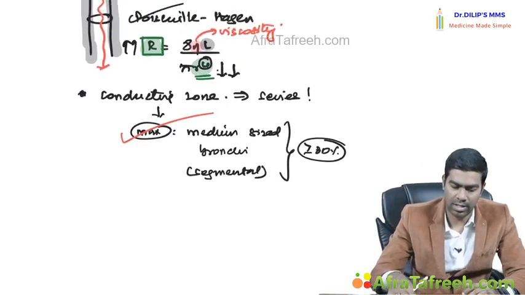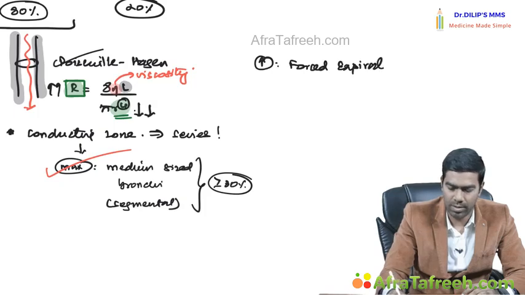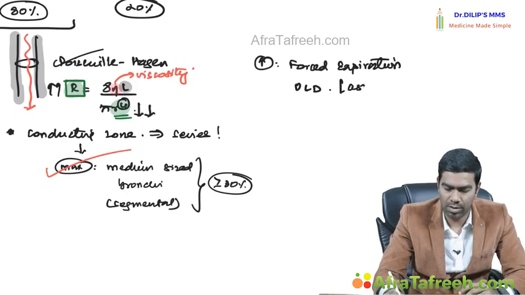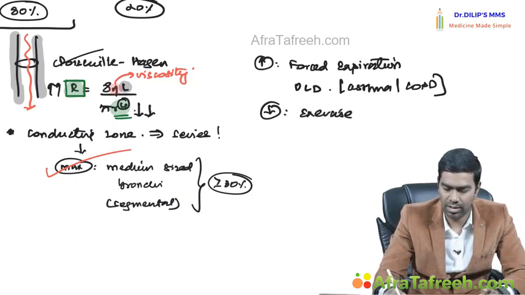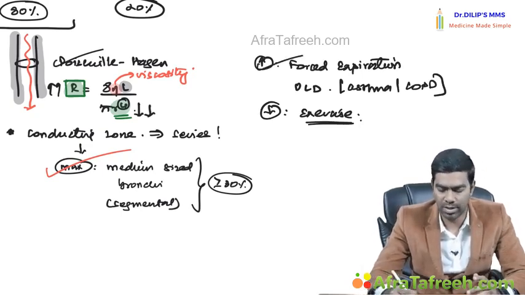So what are the conditions that increase the resistance and what are the conditions that decrease the resistance? Airway resistance is increased by forced expiration, number one, through a typical process called dynamic airway compression. Definitely we'll discuss that. And next, you have obstructive lung disease like asthma or COPD, because of the decreased caliber of the airways. It can be decreased in exercise. Clear? Exercise causes bronchodilation because of the increased caliber. So these are some examples where you can increase and decrease the airway resistance.